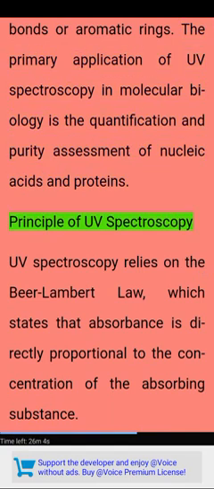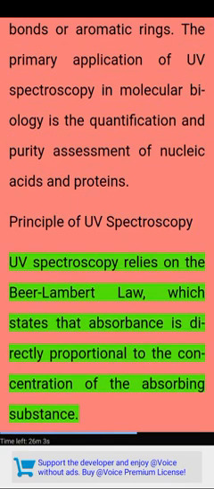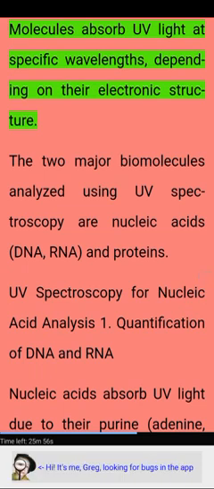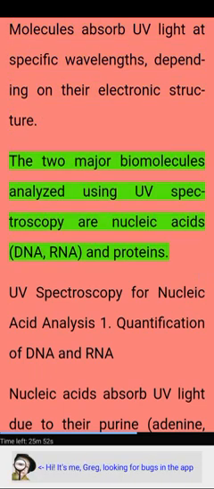Principle of UV spectroscopy. UV spectroscopy relies on the Beer-Lambert law, which states that absorbance is directly proportional to the concentration of the absorbing substance. Molecules absorb UV light at specific wavelengths, depending on their electronic structure. The two major biomolecules analyzed using UV spectroscopy are nucleic acids (DNA, RNA) and proteins.